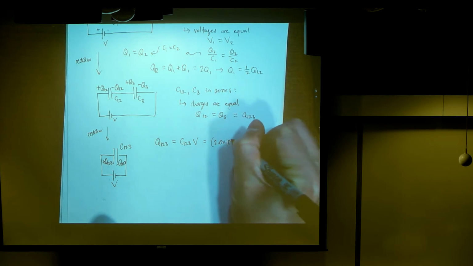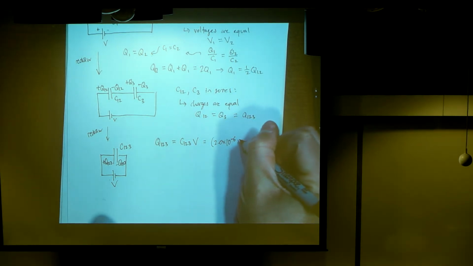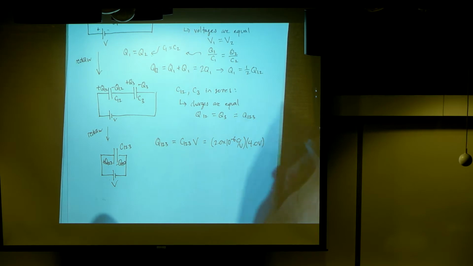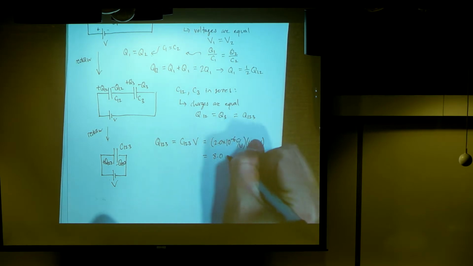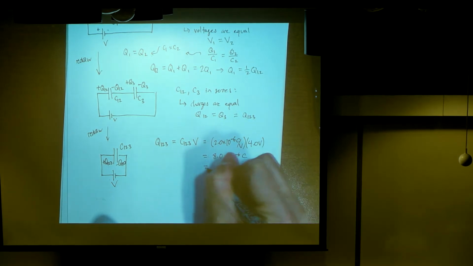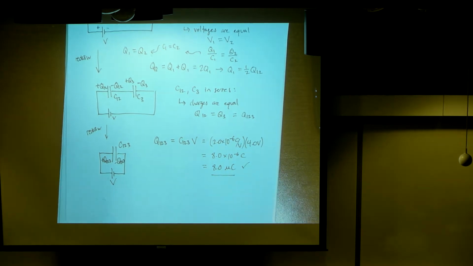Micro is 10 to the minus 6. So 2 times 10 to the minus 6 farads. And a farad, what's the equivalent unit there? Do you remember? Coulombs per volt. Coulombs per volt. And what's our voltage? It's 4 volts. So what we have is 8 times 10 to the minus 6 coulombs of charge, or 8 microcoulombs of charge. That's the total that's being drawn from the battery, okay?